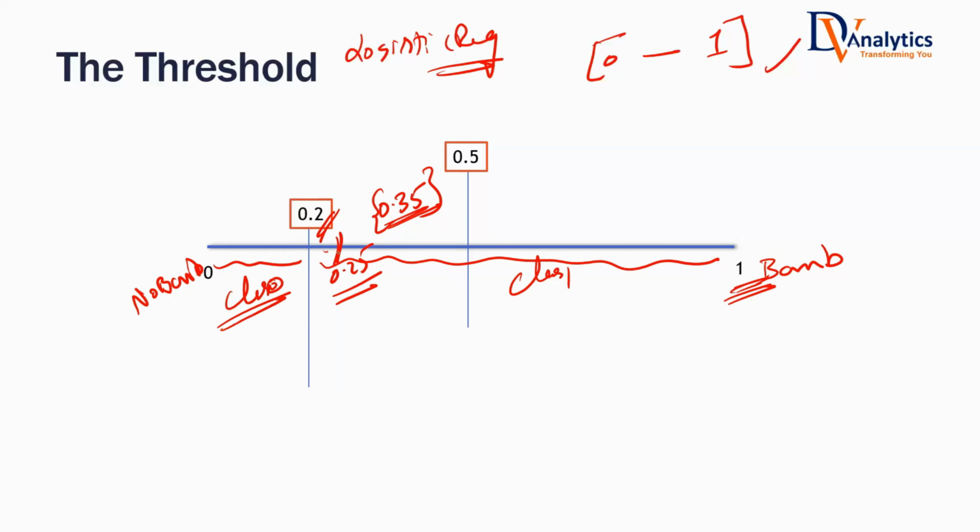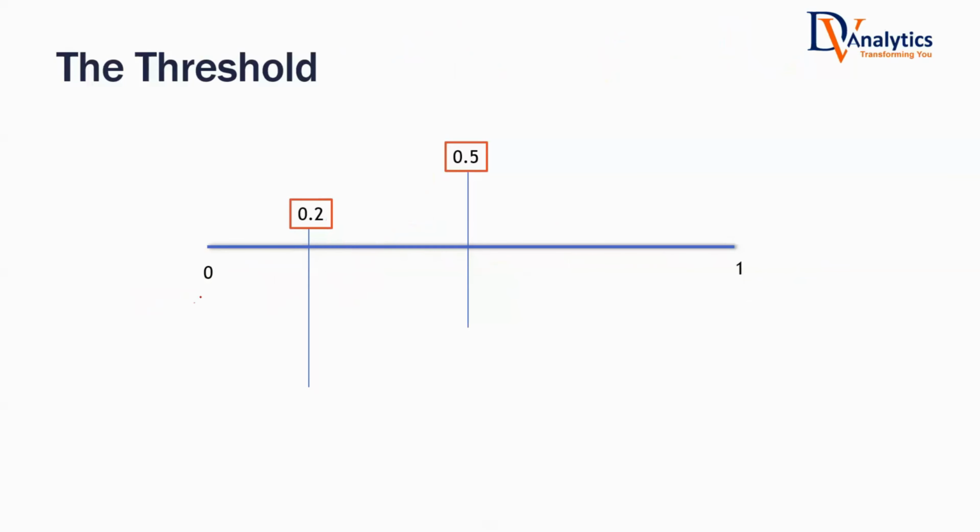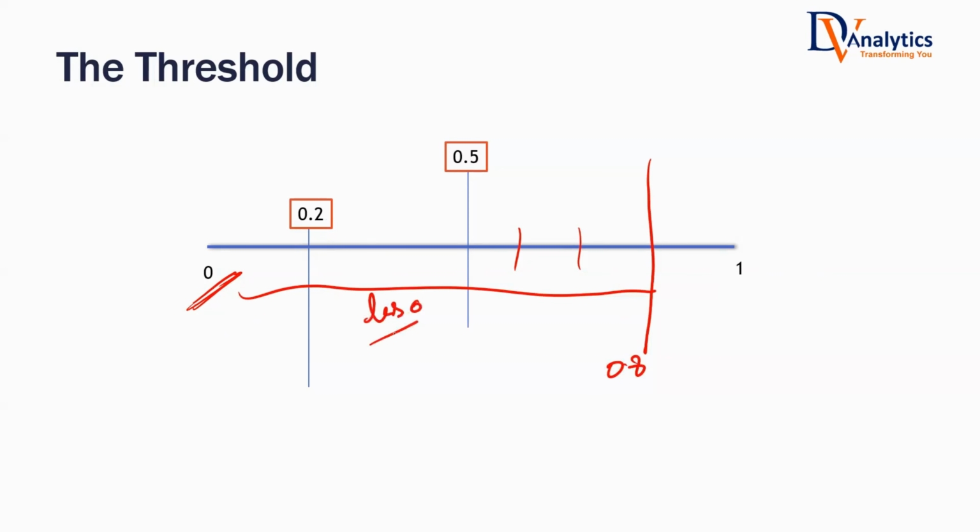What will be the effect of it? Unnecessarily, you will be calling a lot of cars without the bomb as bombed ones. But is that okay? Yeah, because you are going to maximize the finding of the bombed cars. That is why you can reduce the threshold. What if you want to do the opposite? Let's say class 0 is very important for you. In that case, where will you keep the threshold? Even if it is 0.6 or 0.7, even if it is 0.8, you would call that class 0 only. Does that make sense?